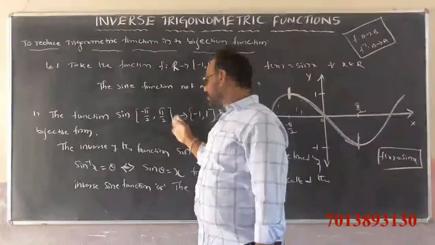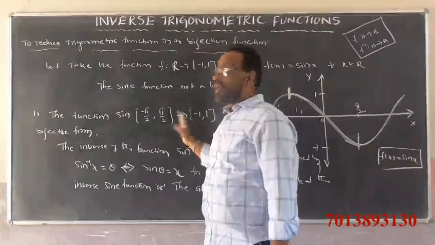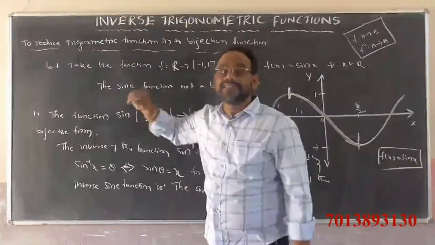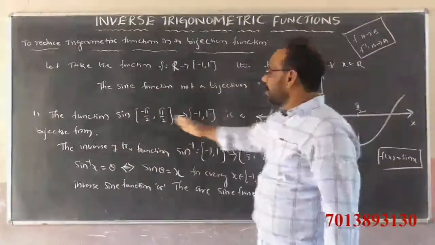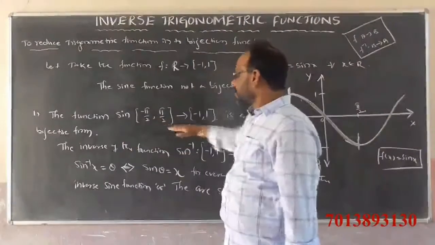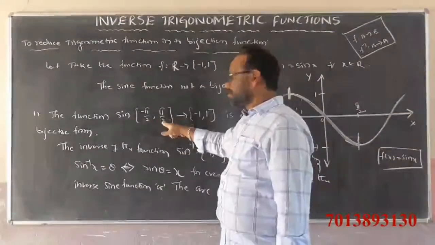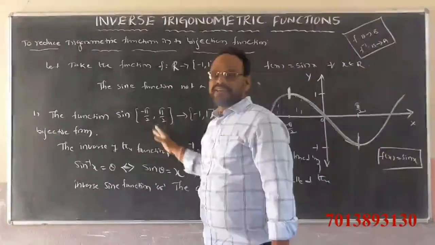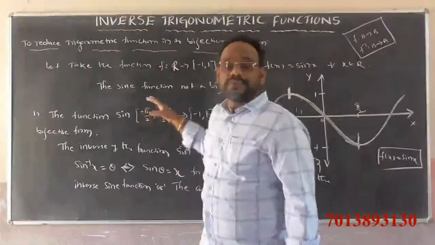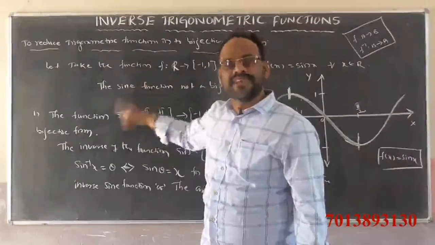then the range is also the codomain, minus 1 to plus 1. Then only the sine function is a bijective function. This is bijective: closed interval minus pi by 2 to pi by 2, mapping to minus 1 to plus 1. Then sine is a bijective function. Then if it is a bijective function, the inverse exists.